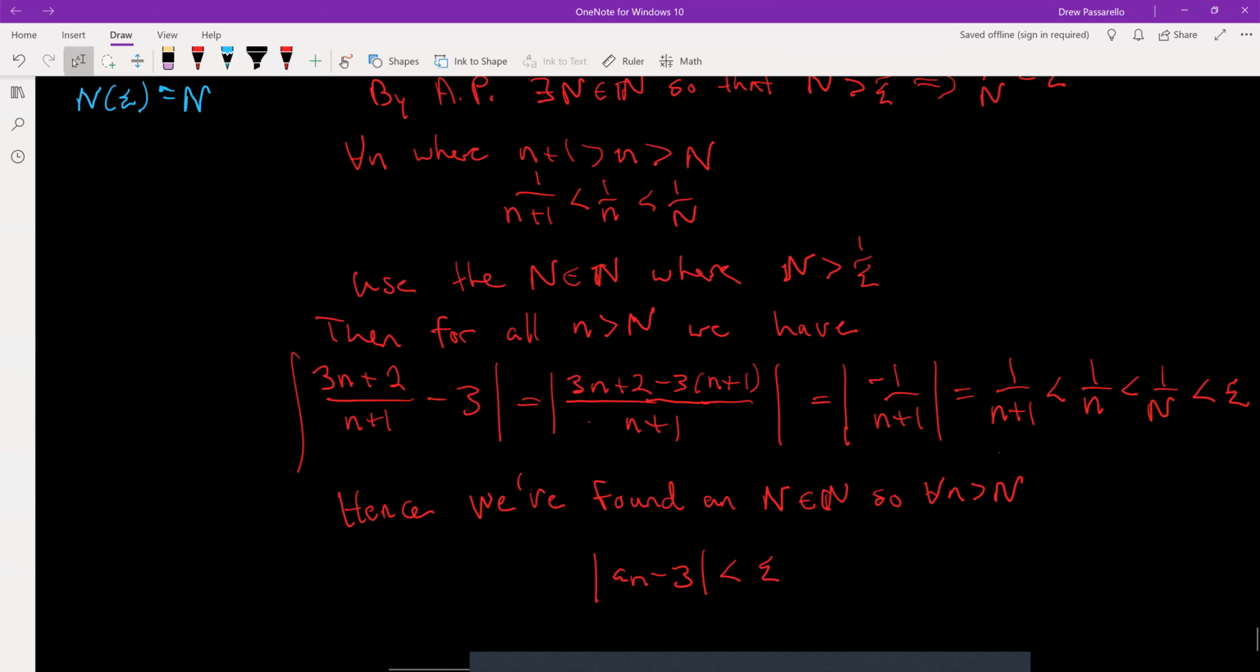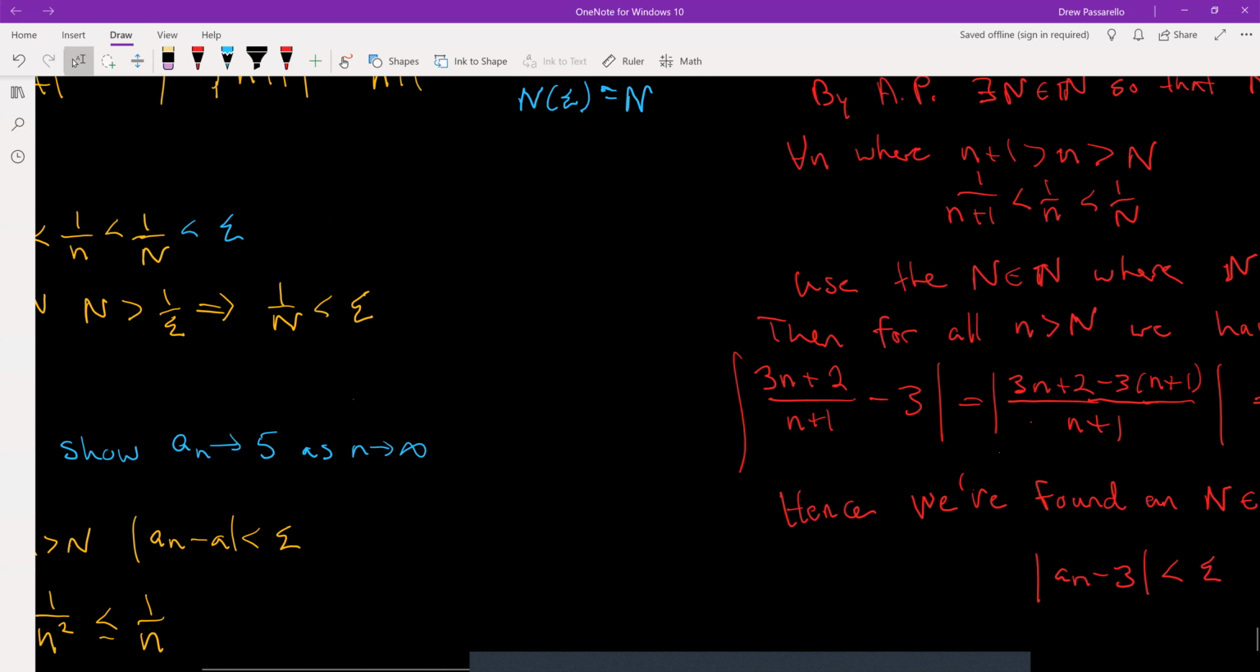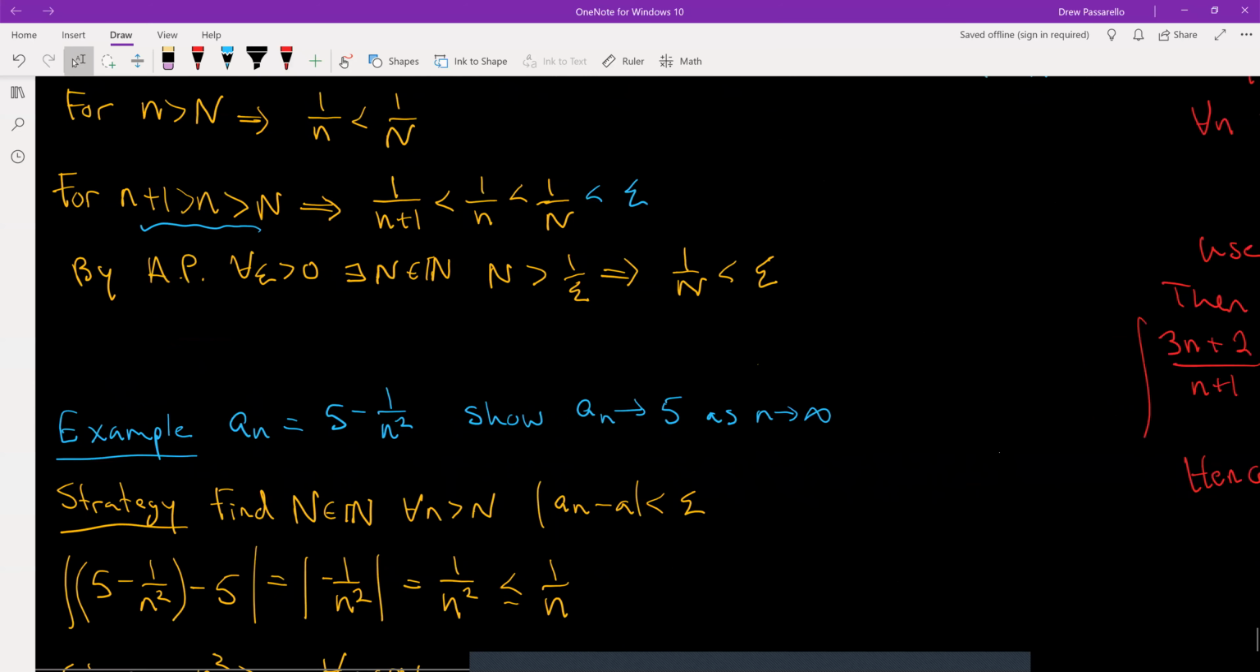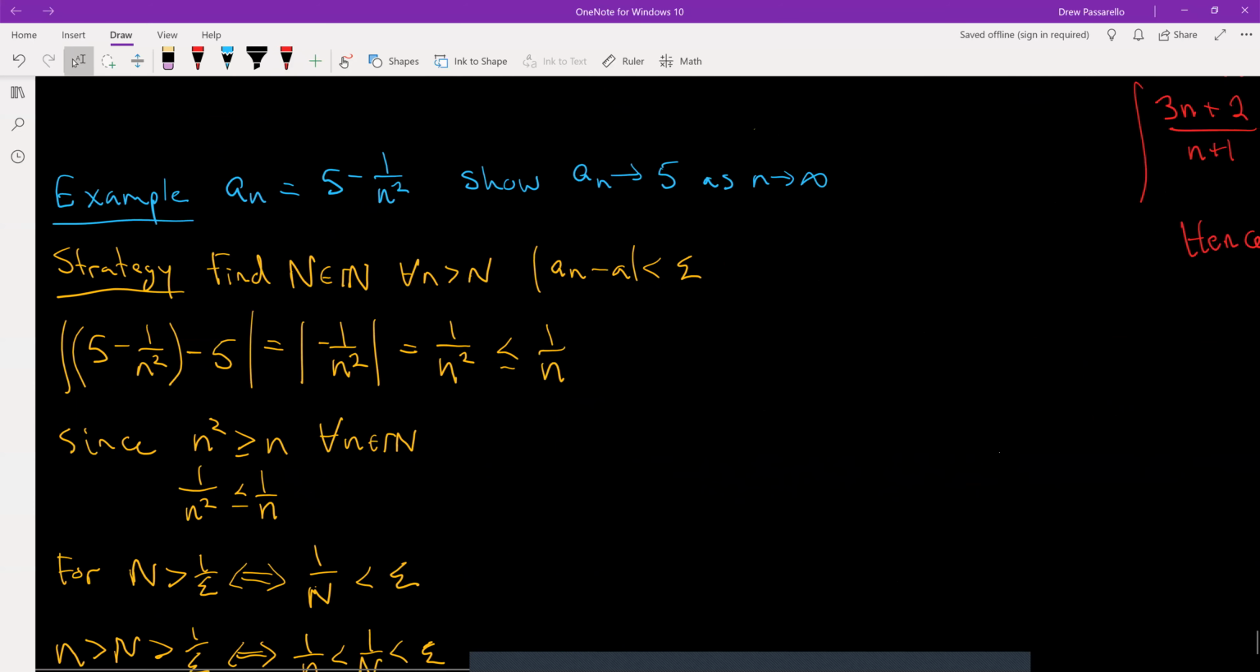All right, so that is the proof. Now here's another example. Consider the sequence where its nth term is given by a_n equals 5 minus 1 over n squared. We're going to show that it converges to 5 as n goes to infinity. And again, the strategy is doing this little N-epsilon game.